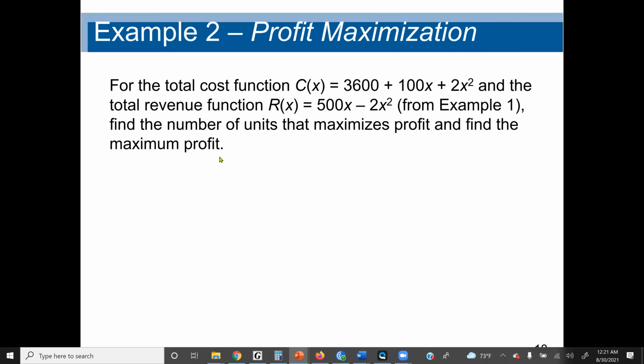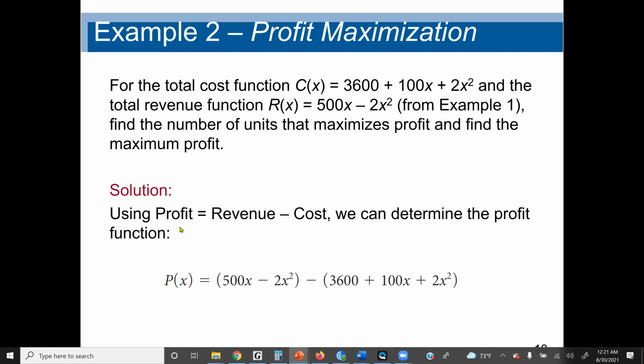Now, they say we should find the number of units that will maximize the profit and find the maximum profit. So this concept will take us to vertex idea. Remember the vertex, when we open upward, we have a minimum point. When we open downward, the parabola opens downward, we have a maximum point.